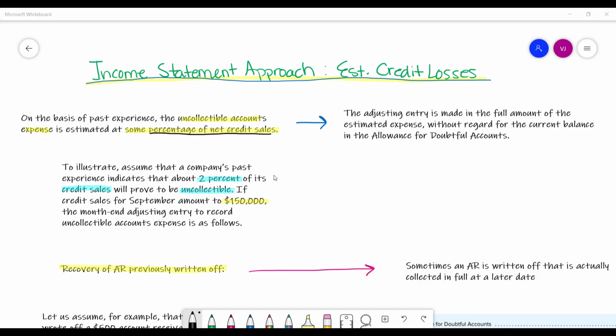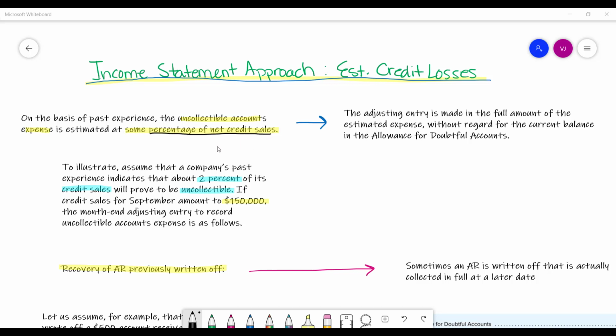So in this video, we're going to look at the income statement approach for estimating credit losses. This is different from the balance sheet approach. With this approach, management will still use past experience, but instead of aging the accounts receivable, management will use past experience and estimate the uncollectible accounts expense based on the percentage of net credit sales.